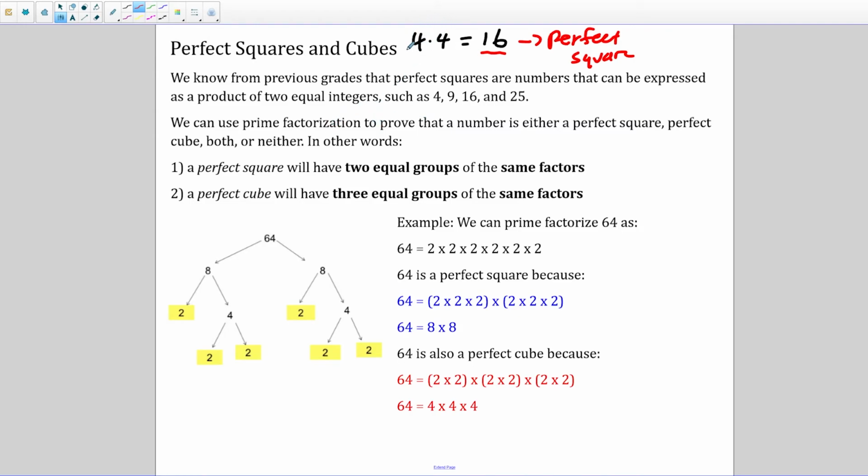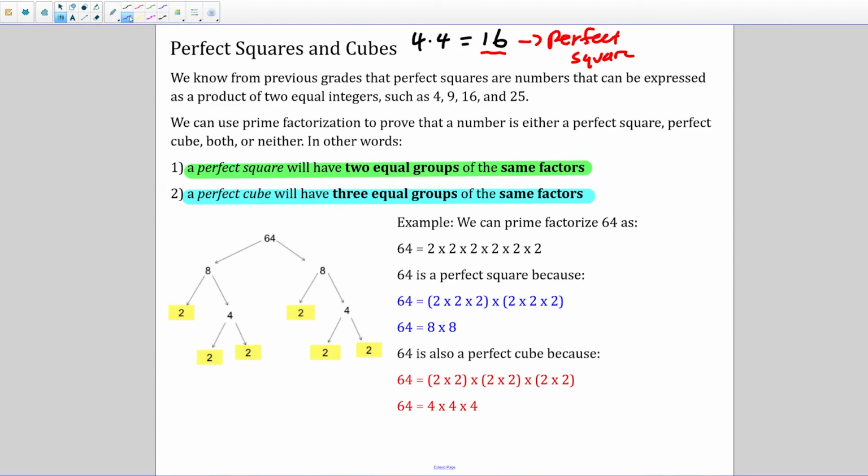Now it's a little bit more complex than having just two of the same number once we use prime factorization, but really it comes down to the idea of having either two equal groups or three equal groups. So when we look at a perfect square, we are going to have two equal groups of the same factors, which will eventually end up in us having two of the same numbers. And then on the other hand, a perfect cube will mean that we are going to be looking for three equal groups of the same factors.